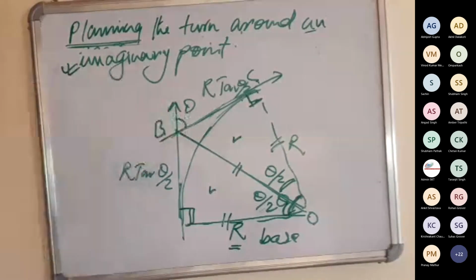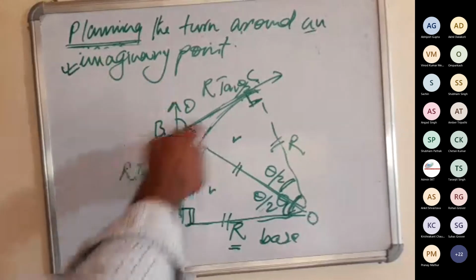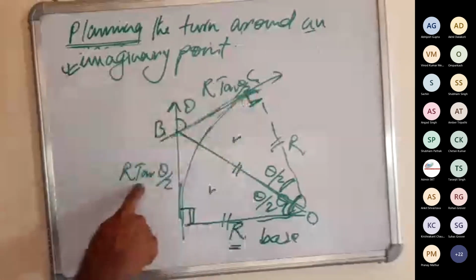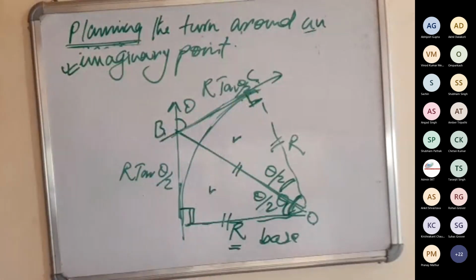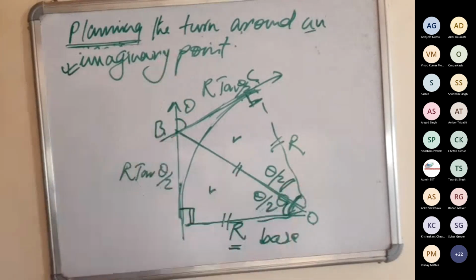Yes, sir. So now that we know that this part of the turn, AB and BC, are equal, which is given by R tan theta by 2. R बड़ा होगा तो ये भी बड़ा, थीटा जो होगी उसके हिसाब से होगा.